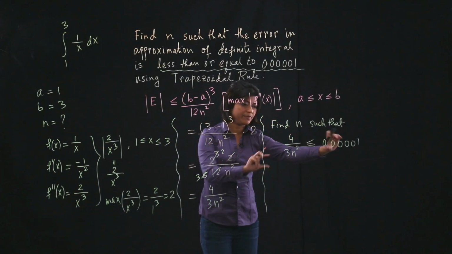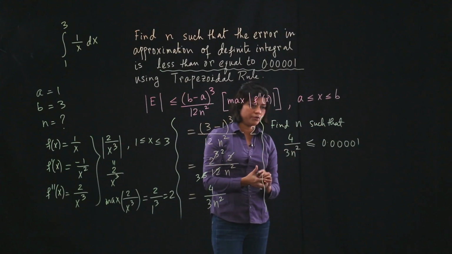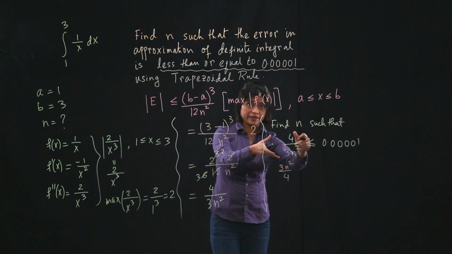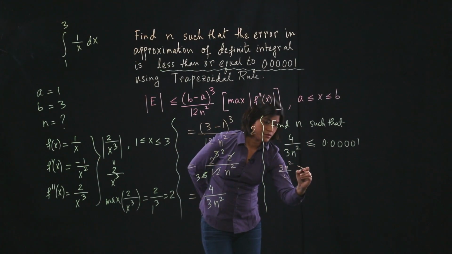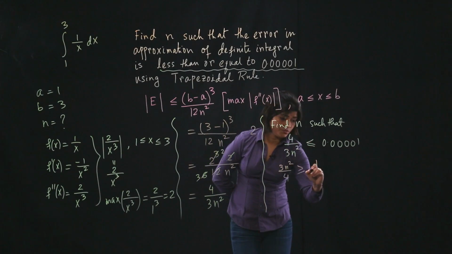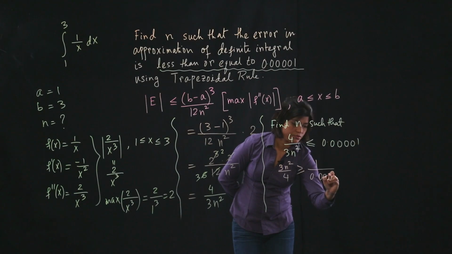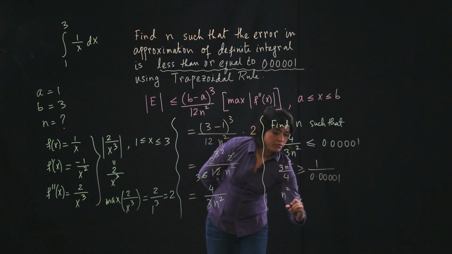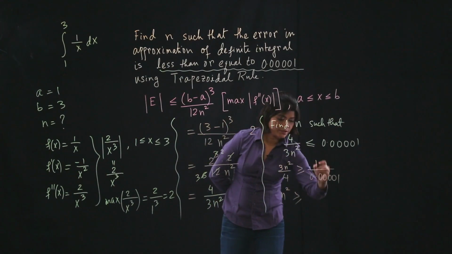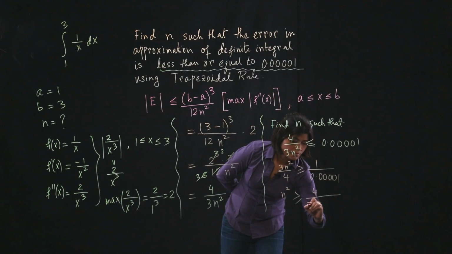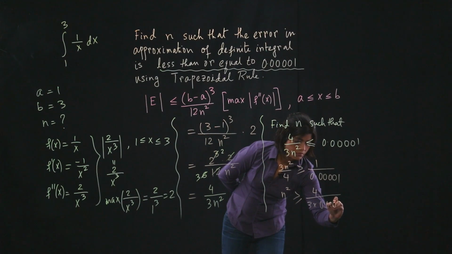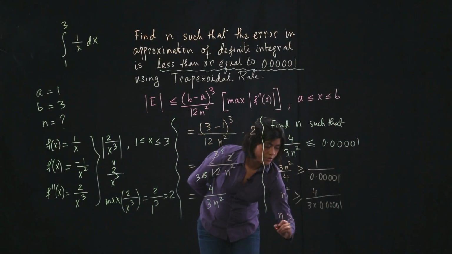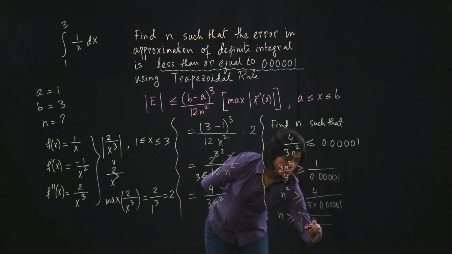Okay, so let's flip the equation so that n is in the numerator and we can solve for it. So we'll have 3n squared divided by 4. If you're flipping it, remember the inequality also gets flipped. So it'll be greater than or equal to 1 over 0.00001. Okay, so what is n squared? Take the 4 and the 3 to the other side. So you multiply by 4, divide by 3. And then take the square root of both sides. Then you will have n greater than or equal to the square root of the entire quantity.